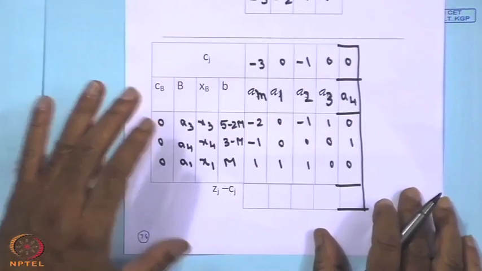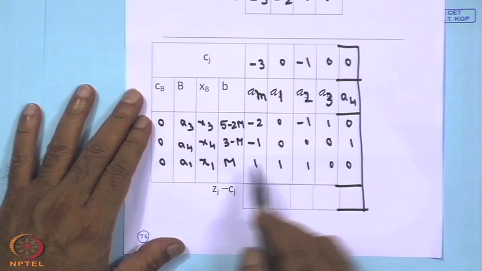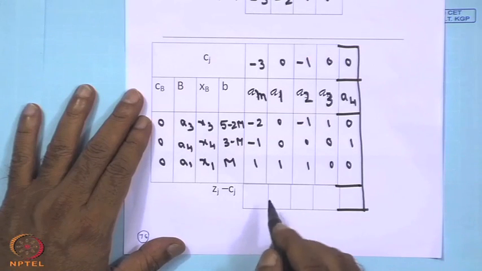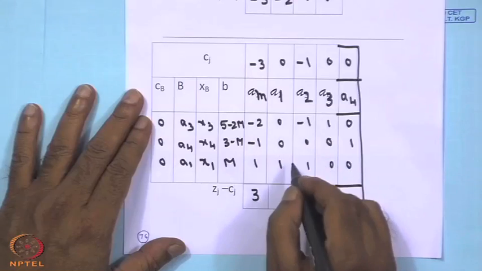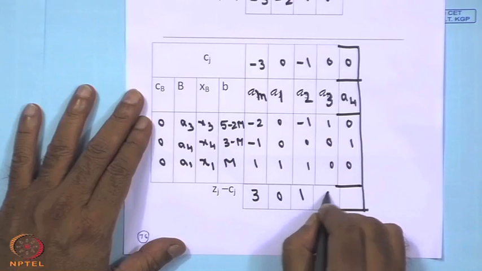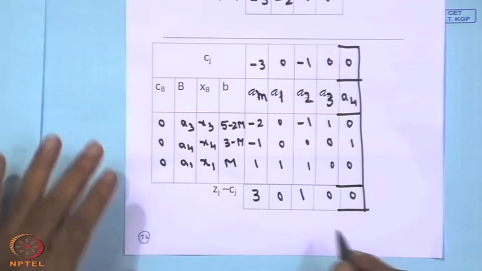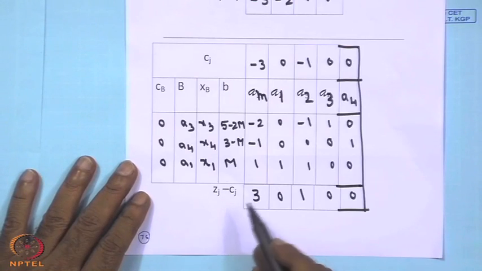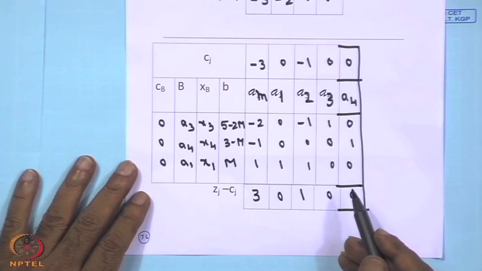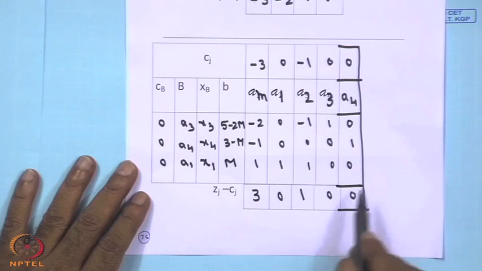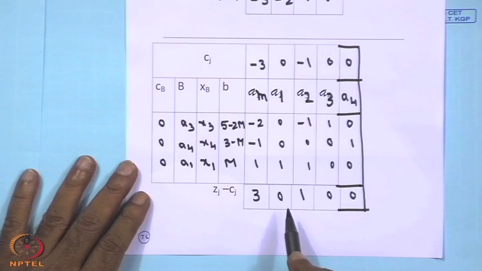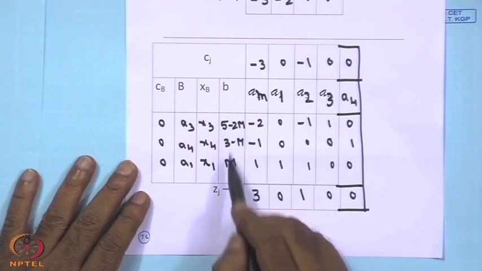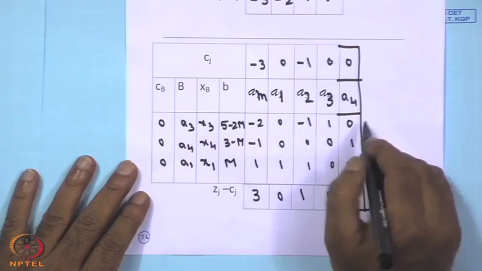So, once you have formed the table, now calculate the Zj minus Cj value. Zj minus Cj is now becoming 3, all are zeros, so it is 0, next one is 1 0 0. You see in this case, after modifying the problem by introducing the artificial constraint, the modified problem is satisfying the condition Zj minus Cj is greater than or equal to 0. Now, what will be the departing vector, whose B value is most negative, that is 5 minus 2m.